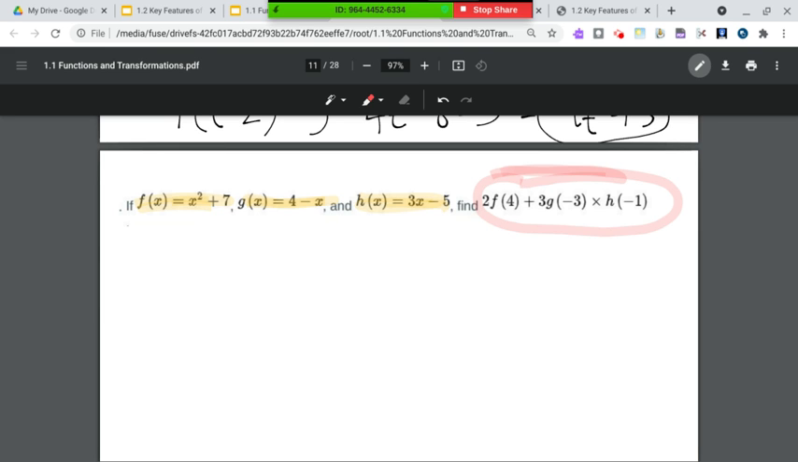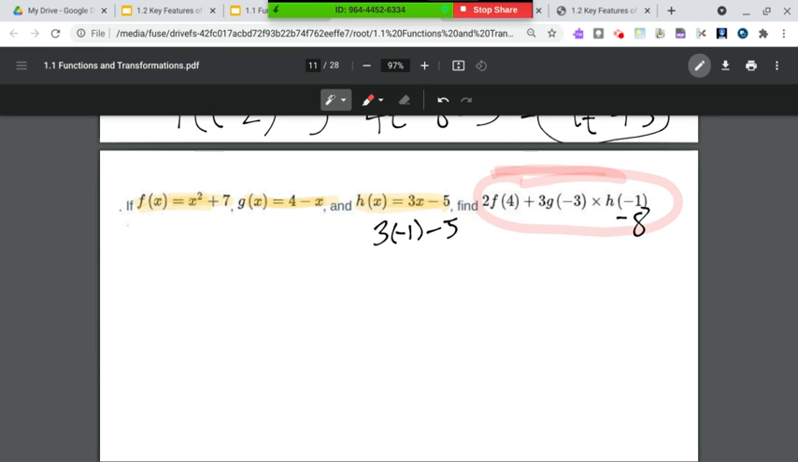You have to distribute it. Okay, so do you see how this is the plus and then this is multiplication? Yeah. So we're definitely going to want to do this ending part first. So let's work almost backwards here. Let's do h of -1. We take -1 and stick it into the h of x function: 3 times -1 minus 5. What do we get? Negative 8. Okay, so we'll stick that over here.